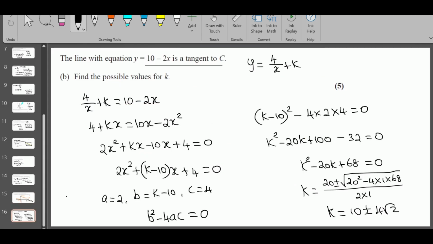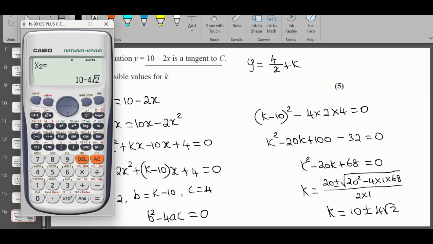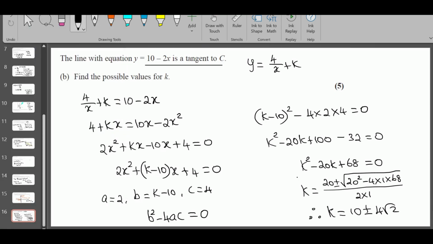When you get 2 solutions, don't leave it like this. You need to make sure both the values are positive. So 10 minus 4 root 2 is positive. 10 plus 4 root 2 is also positive. So you can leave it like this. Otherwise, if 1 is a negative number, you need to write the positive number separately at the end.